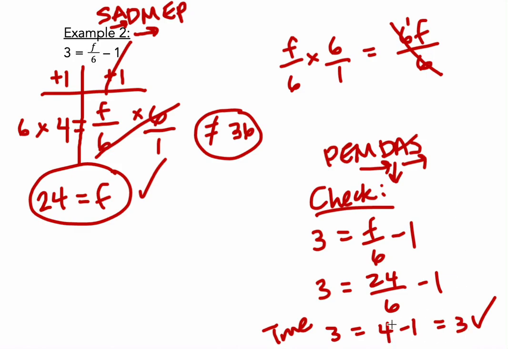Now, let's say I didn't get 3 at the end. I got 5 or something. Then that would mean that my answer was incorrect and I got to go back and see if I had any silly errors.